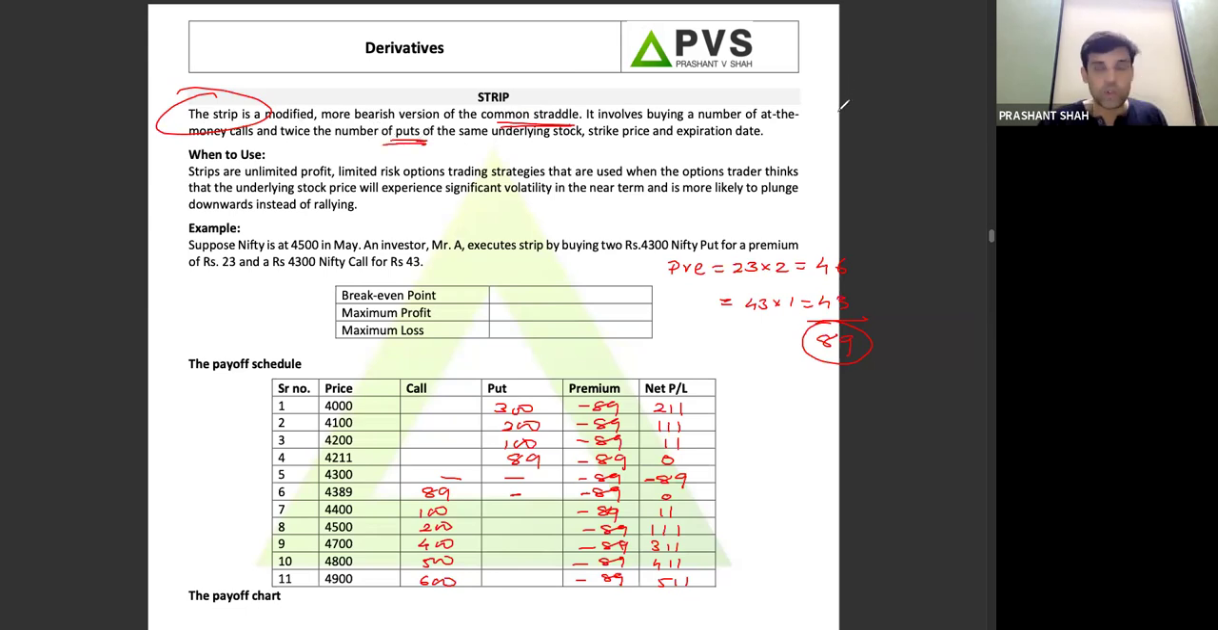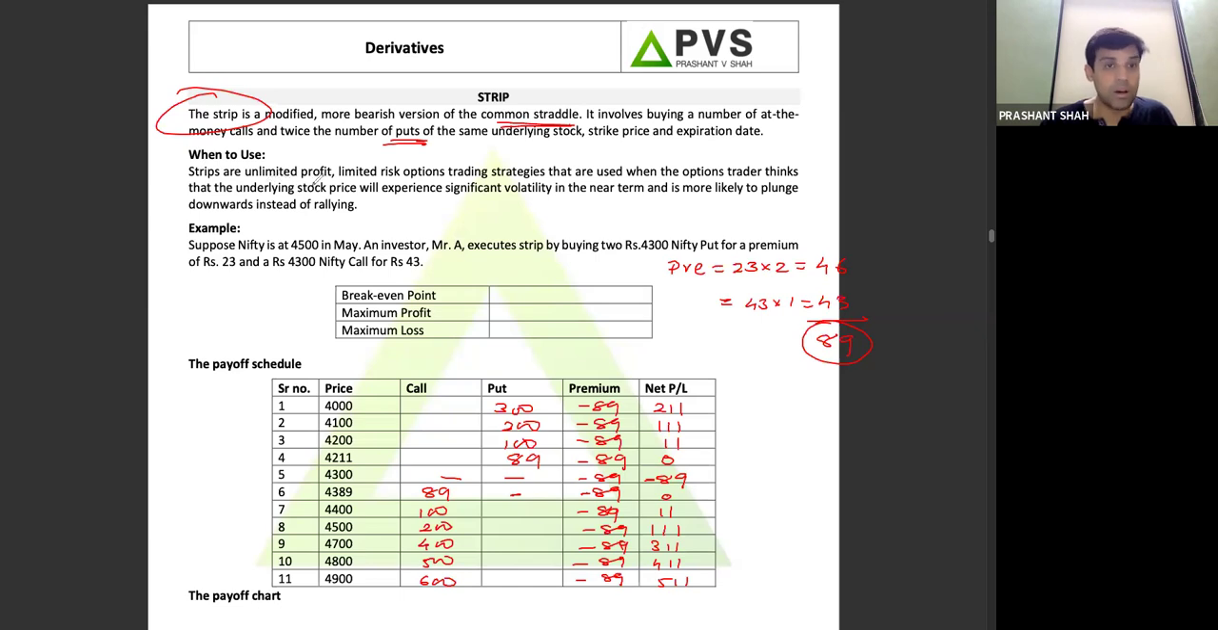So if you can recollect, in straddle, we were anticipating something big to happen, but we were not aware of the direction. So we bought one call option, one put option. Here we are more bearish than bullish. So that has been the reason. Something big is going to happen, that is still there in our head, but we are more bearish than bullish. So that has been the reason we are getting into two puts and one call. That's the only difference. When to use?